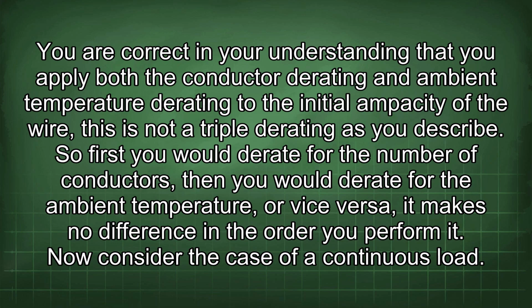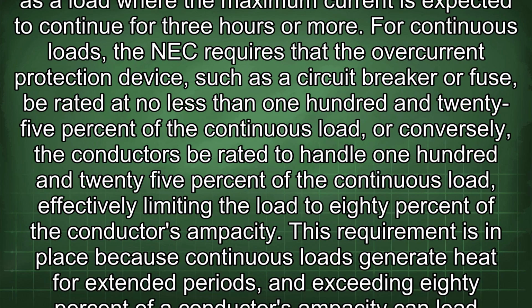Now consider the case of a continuous load. According to the NEC, a continuous load is defined as a load where the maximum current is expected to continue for 3 hours or more. For continuous loads, the NEC requires that the overcurrent protection device, such as a circuit breaker or fuse, be rated at no less than 125% of the continuous load, or conversely, the conductors be rated to handle 125% of the continuous load, effectively limiting the load to 80% of the conductor's ampacity.